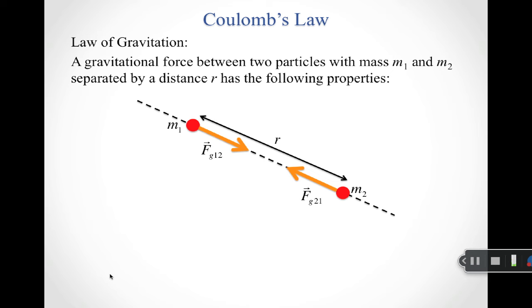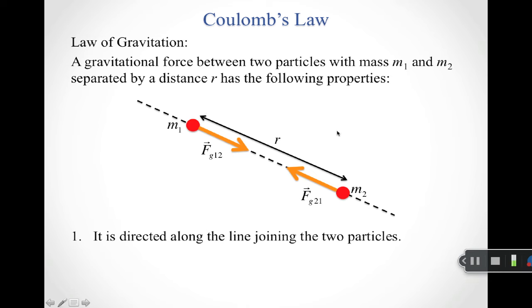Right, so we've talked about, or at least set up the idea that charges are going to interact via an electric force. To set that up, let's again think about what we learned last semester in 221 about the law of gravitation between point particles. So the law of gravitation told us that a gravitational force between two point particles with masses m1 and m2 separated by a distance r has the following properties.